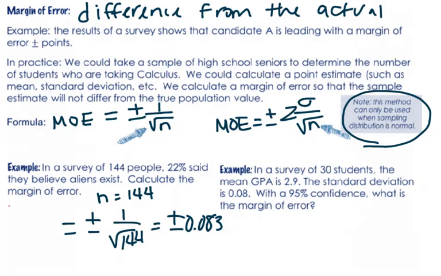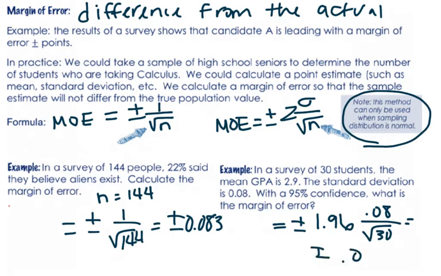Alright, and then the next one, we would actually use that other formula, because notice it talks about standard deviation and things like that. So this one would be plus and minus. The z is 1.96. And then standard deviation is 0.08. And we're going to divide by the square root of 30. Now when I put all that in my calculator, I get plus and minus 0.03.